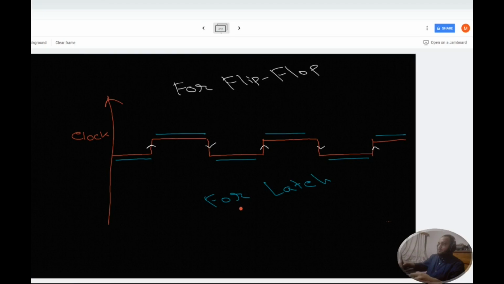In case of latch, the output will depend on the positive level or the negative level of the clock signal. So these are the positive levels and these are the negative levels. And in case of flip-flop, the output will depend on either the positive edge or the negative edge of the clock signal. So these are the positive edges where the voltage rises from 0 to 1 or negative to positive, and these are the negative edges where the voltage drops from positive to negative. So in case of flip-flop, the output will depend on either the positive edges or the negative edges.